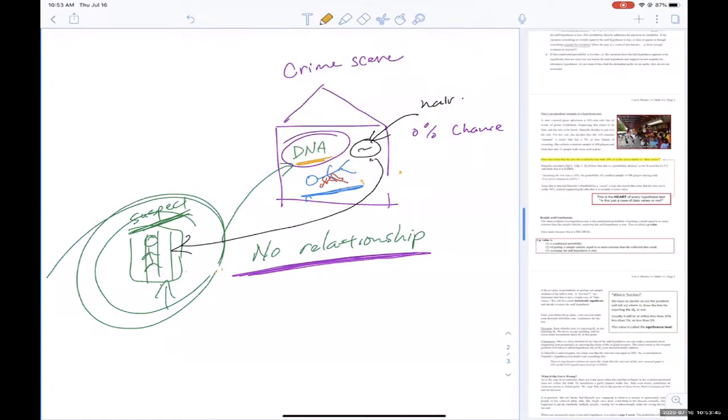So the probability of finding that hair is 0 to none, but we found it. In statistics, we consider that to be a very, very small probability of finding evidence that ties to him. Very, very small probability. That's what we call the p-value.